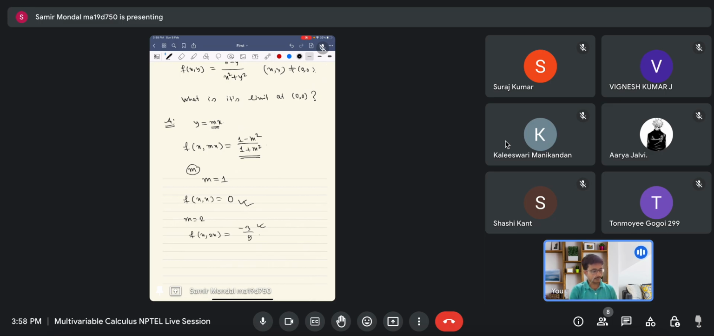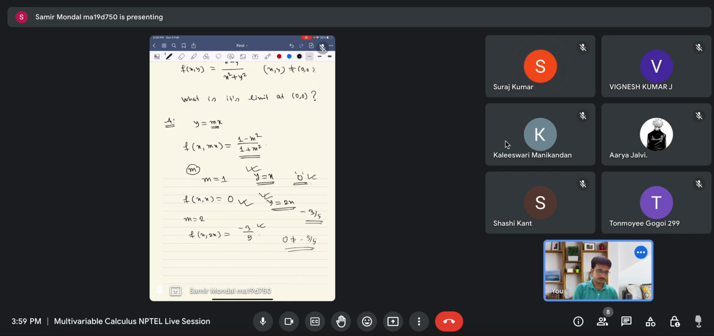Both are not equal. When we are approaching along this line y equal to x, we get the limit 0. When we are approaching along this line, we get the limit minus 3 by 5. So we have two paths, and along the y equal to x path we get the limit 0, and along the y equal to 2x path we get the limit minus 3 by 5. Here 0 is not equal to minus 3 by 5, so the limit of the function does not exist. Is it fine?